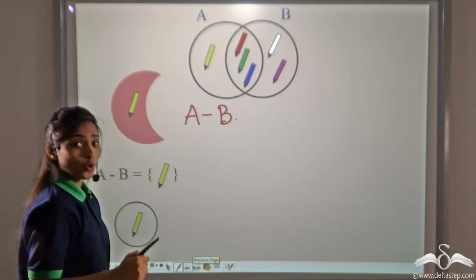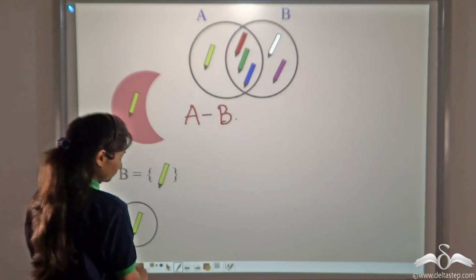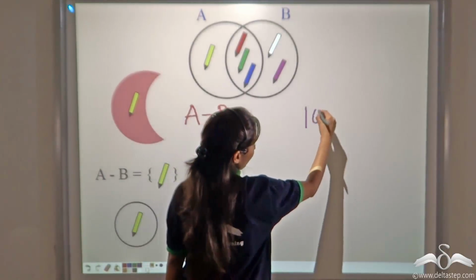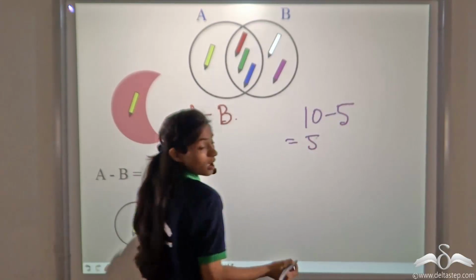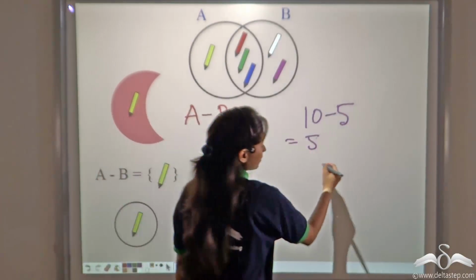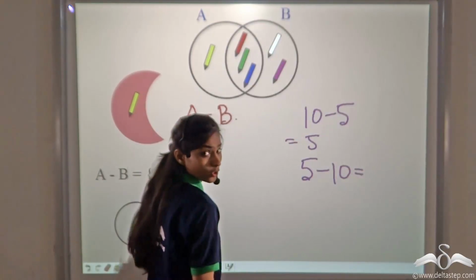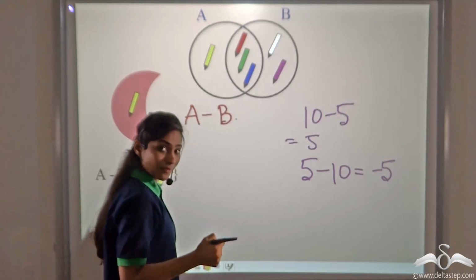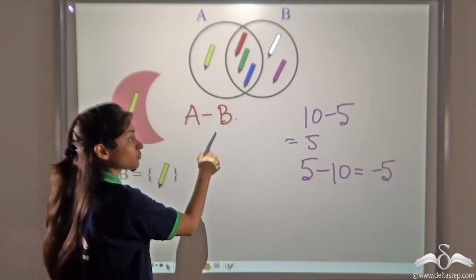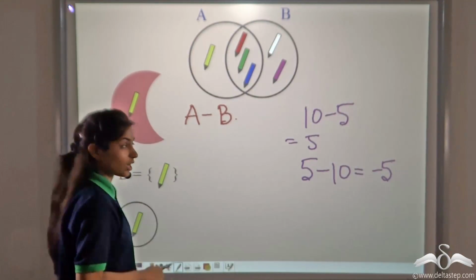Now, you know, we can subtract numbers both ways. Just for example, say 10 minus 5. You get the answer 5. Now, if I subtract it the other way, say 5 minus 10, will I get the same answer? No, I'll get minus 5 here. So, in the same way, in sets, A minus B will never be equal to B minus A. It will give us a different answer.